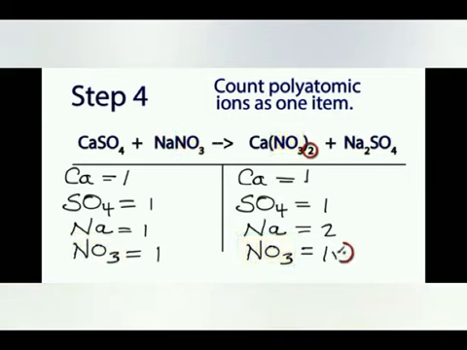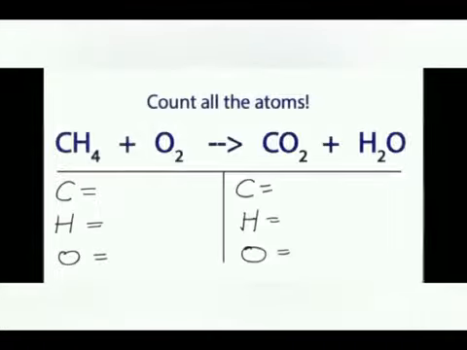Now you see how to multiply. NO3 became 2 here on the RHS. So what shall we do? We will multiply by the coefficient 2 for nitrate and sodium. Now 1 2s are 2, so nitrate becomes equal. At the same time, sodium also became 1 2s are 2. Now see, all the elements are balanced. The number of atoms on each side is equal. Now we go for the next one.